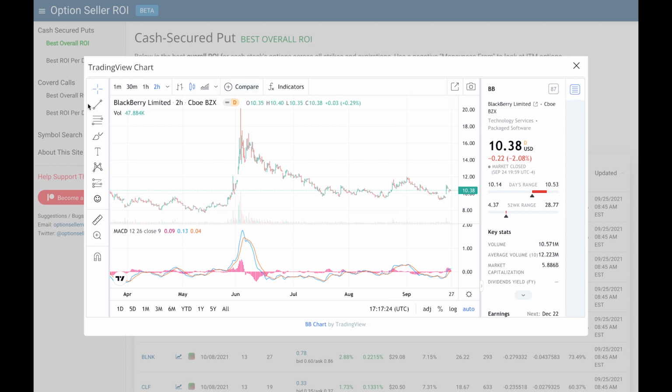So all these technical indicators with drawing tools, with different chart time frames, you can play around if you want, but it's just nice to be able to have this on the website.